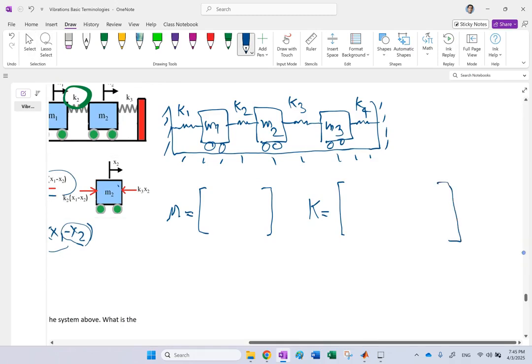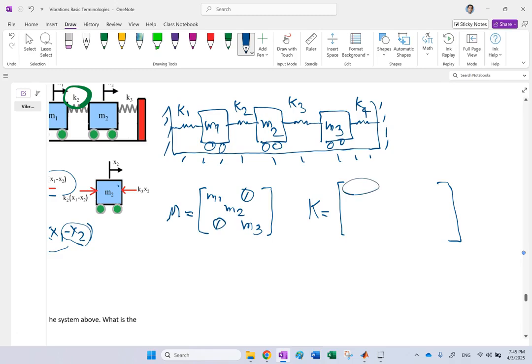Look, M is going to be diagonal, so it's going to be M1, M2, and M3, and the rest of it is going to be 0. K is going to be what? Well, for this one it's the K's that are connected to M1, so that is going to be K1 plus K2. For this one it's the K's connected to M2, so that's K2 plus K3. And for this one, the K connected to M3, so K3 plus K4.